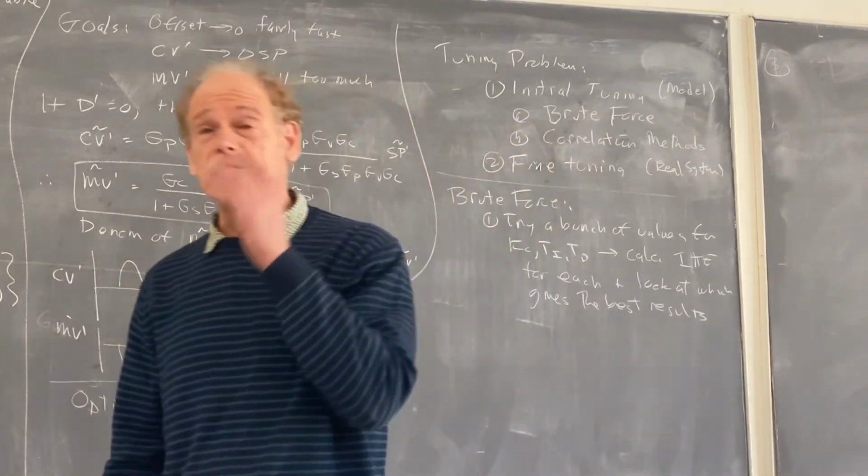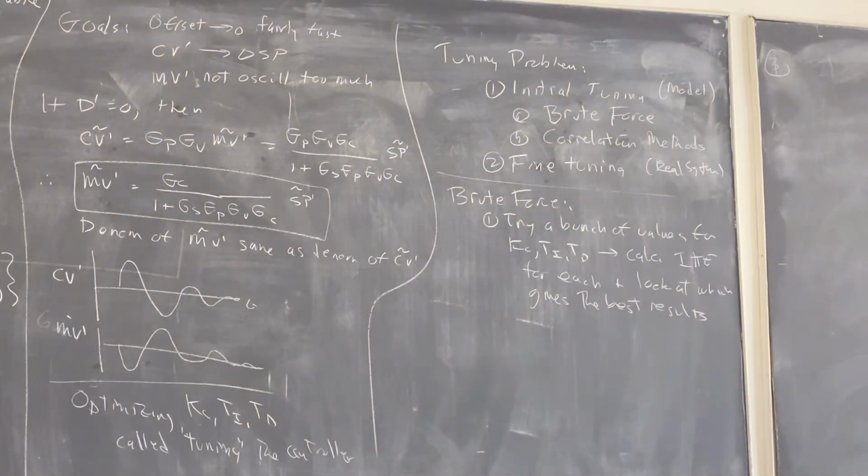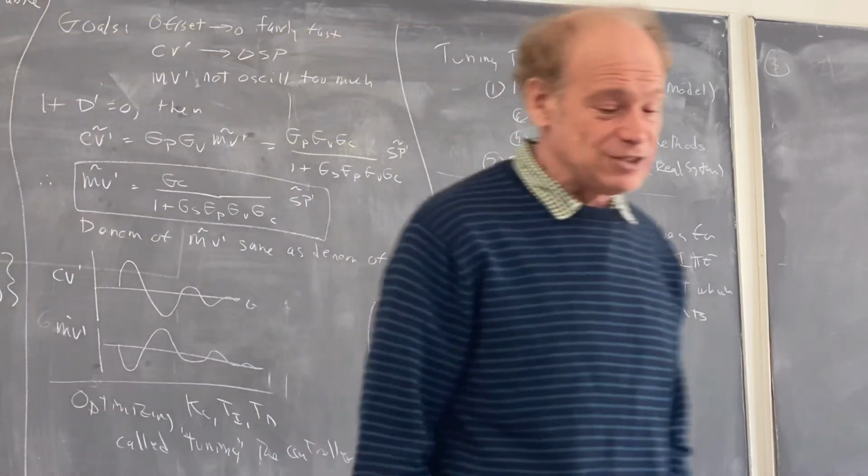Now that sounds kind of dumb. There are an infinite number of values of Kc, an infinite number of possible values of Ti, an infinite number of possible values of Kd. So how can I do this in a way that I'm not going to be sitting there calculating from now until eternity? Well, of course, people are not that stupid.